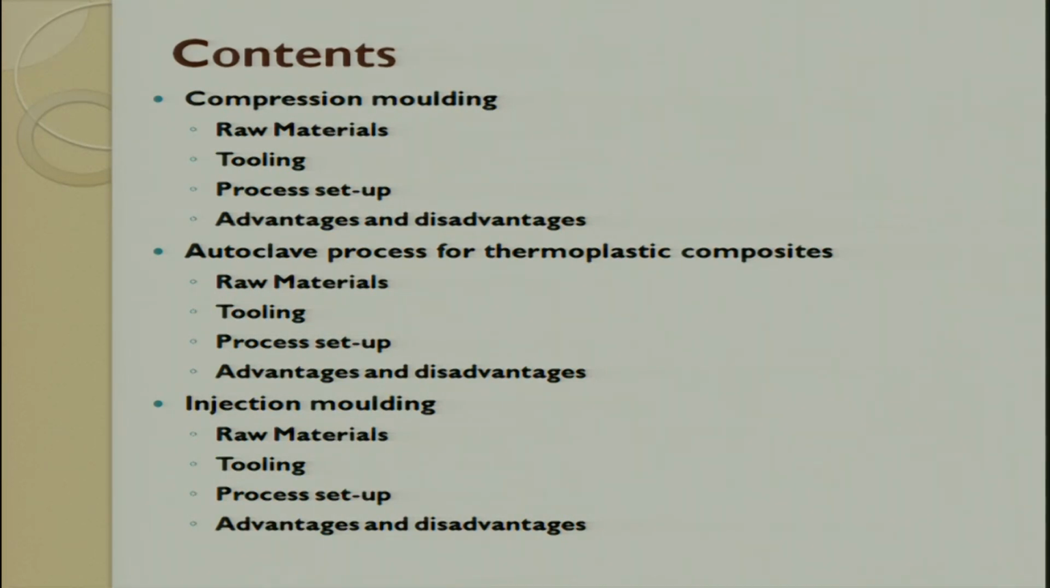So, in this lecture we will see three processes. One is compression molding process, the other one is autoclave for thermoplastic composites, and the last one is going to be injection molding process. In each of these topics we will try to see raw materials, toolings, process setup and advantages and disadvantages.